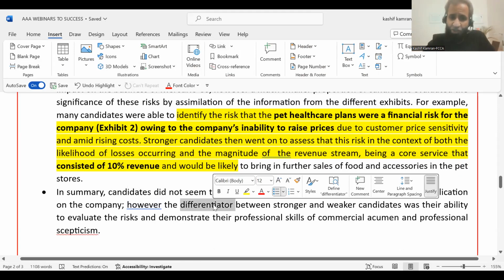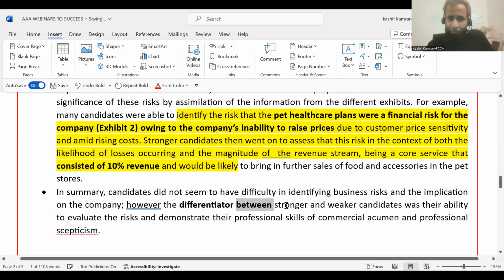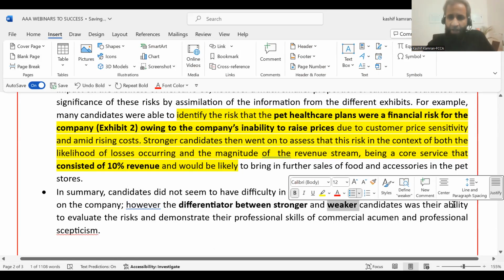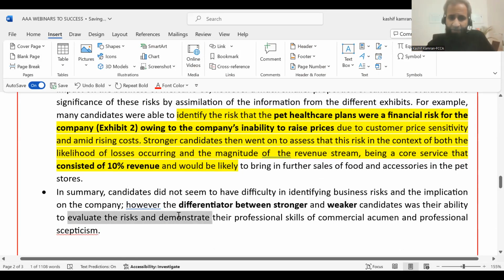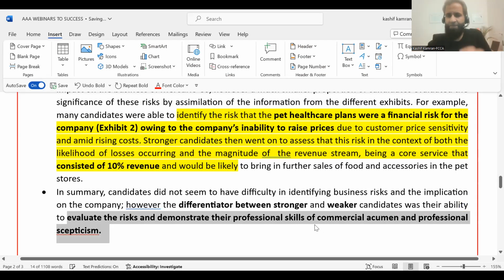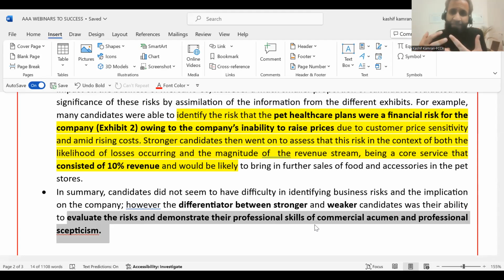However, the differentiator between a stronger student and a weaker student was their ability to evaluate the risk and demonstrate their professional skills of commercial acumen and skepticism. Students are good at picking business risk, right? But the difference between a stronger and the weaker student is how you explain it. Bringing the commercial acumen. The commercial acumen was your future sales could be lost because you cannot increase the prices, or your profit margins could be under pressure because you cannot increase the prices.